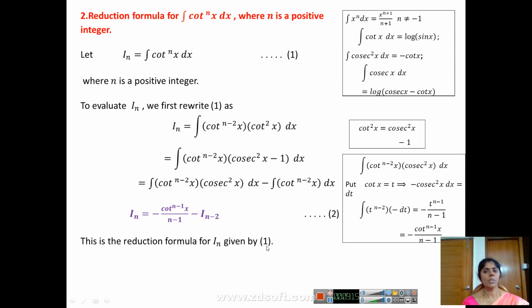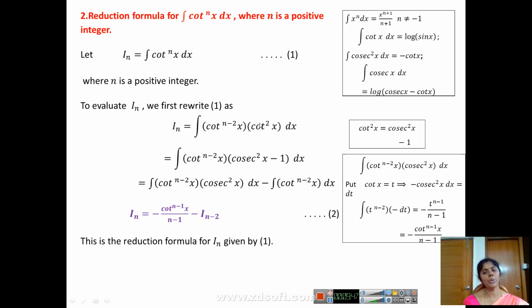So similarly, we can understand the reduction formula for integral cot to the power n of x dx, where n is a positive integer. So let I n equal integral cot to the power n of x dx, where n is a positive integer. Again, cot to the power n of x dx can be written as cot to the power n minus 2 of x into cot square of x into dx.